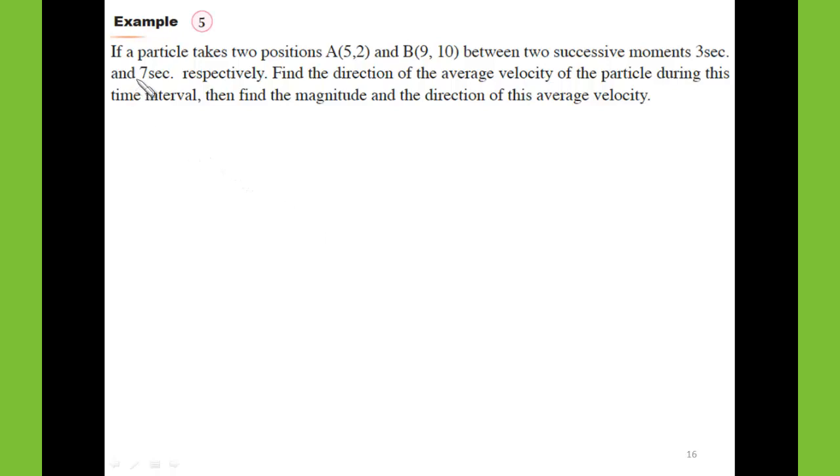Example 5. A particle takes two positions, A and B. A is (5, 2), B is (9, 10), at two successive moments, 3 seconds and 7 seconds, respectively. Find the direction of the average velocity of the particle during this time interval, then find the magnitude of this average velocity. So the required is to find the average velocity vector.